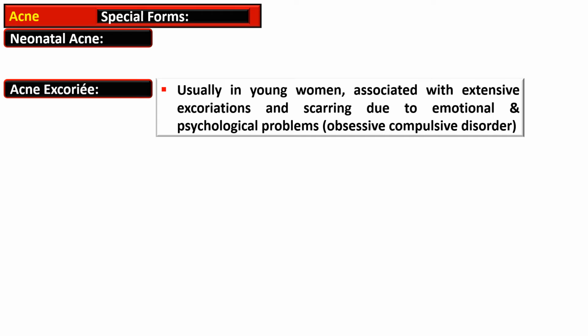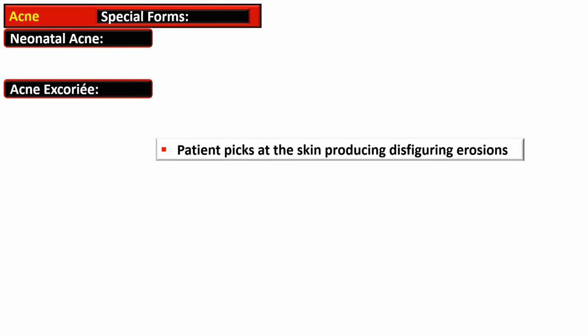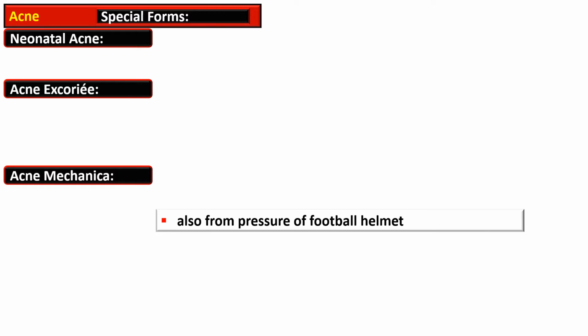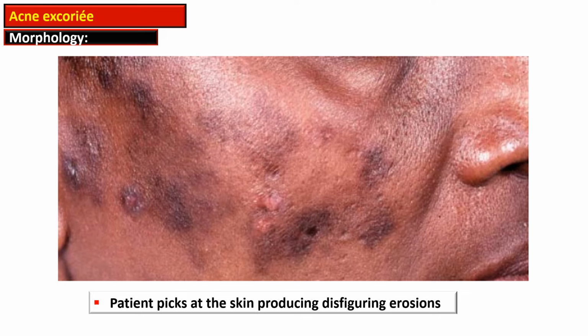Acne excoriee occurs usually in younger women. It is associated with extensive excoriation and scarring due to emotional and psychological problems such as obsessive compulsive disorder. The patient picks at the skin, which produces disfiguring erosions. Acne mechanica is flares of acne on the cheek, chin, forehead because of leaning the face on hand or on forehead. It also occurs due to pressure of a football helmet. This gross picture is showing the lesions of acne excoriee, and these disfiguring erosions are produced due to regular picking of the lesion by the patient.